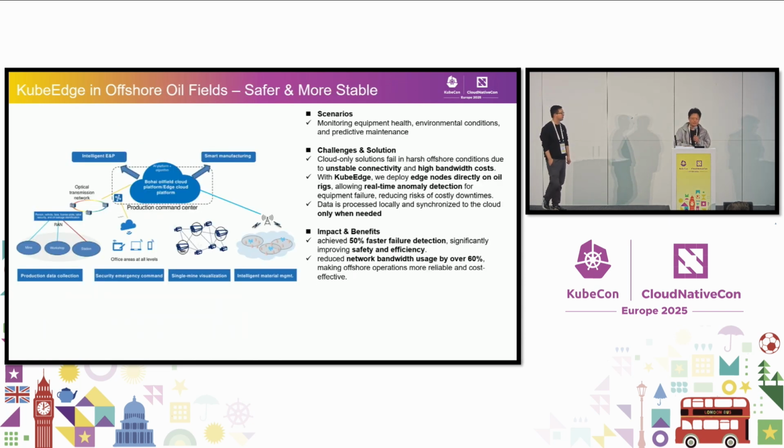Next, we have KubeEdge in the offshore oil fields. Oil rigs are often situated far from land, so the network between the oil rig and the cloud is often very weak.